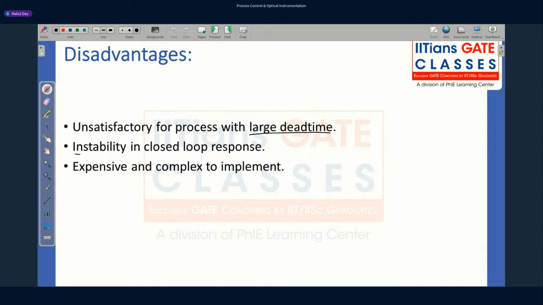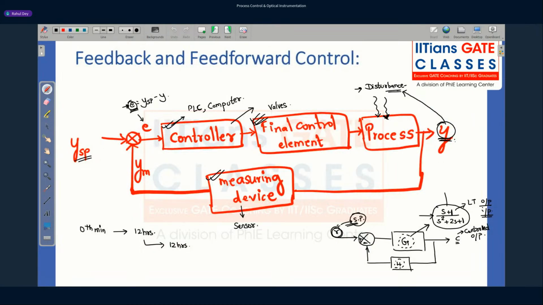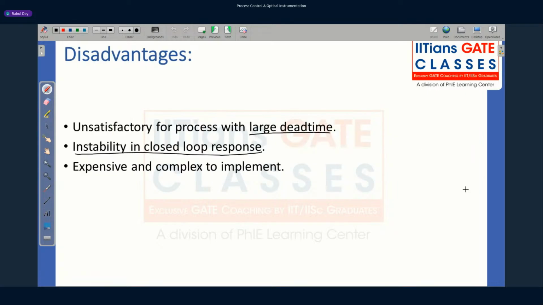Next disadvantage is what? Instability in closed loop response. So this is very important. In the last case only, I told that if my transfer function is a proper transfer function, then only I can use feedback. Suppose this is an improper transfer function. Now, what is an improper transfer function? That is when the order of the numerator is greater than or equal to the order of the denominator of the transfer function. So if it is an improper transfer function, then what will happen? Basically, my system will become unstable for any kind of inputs. Okay, so that should be avoided.